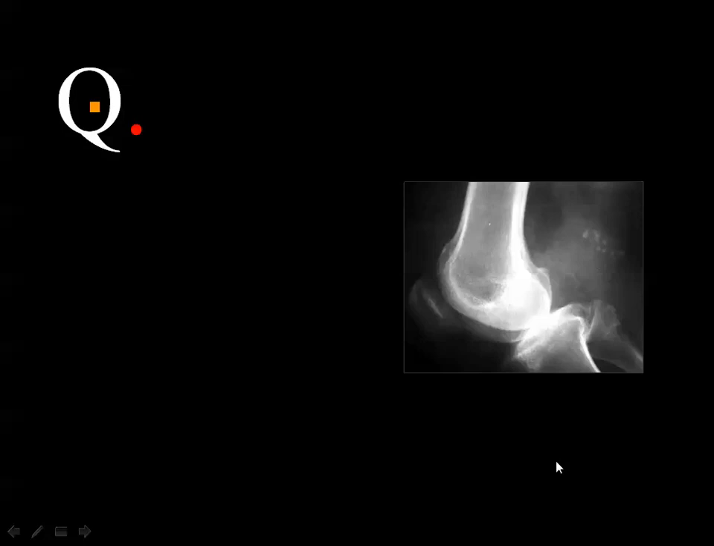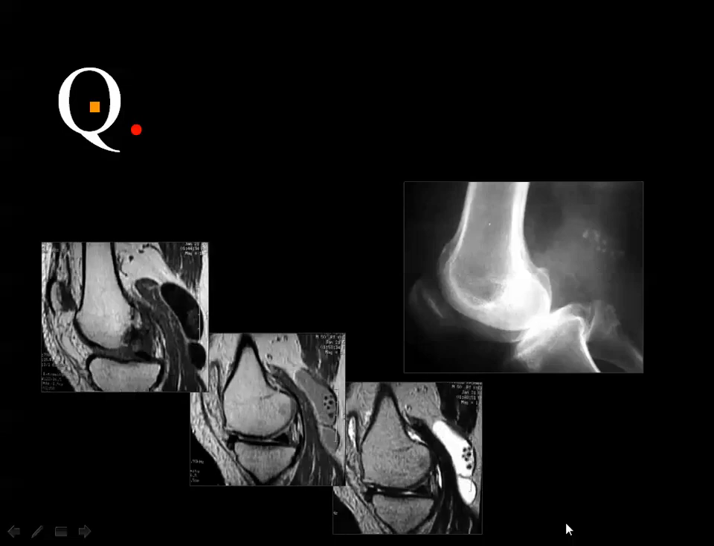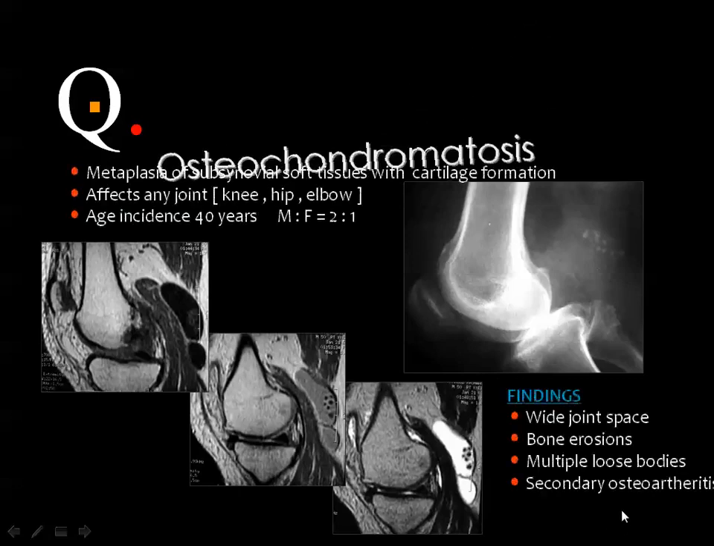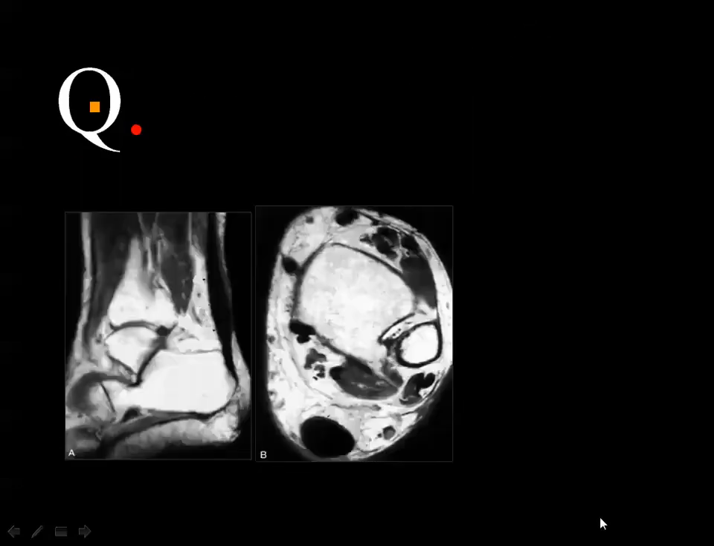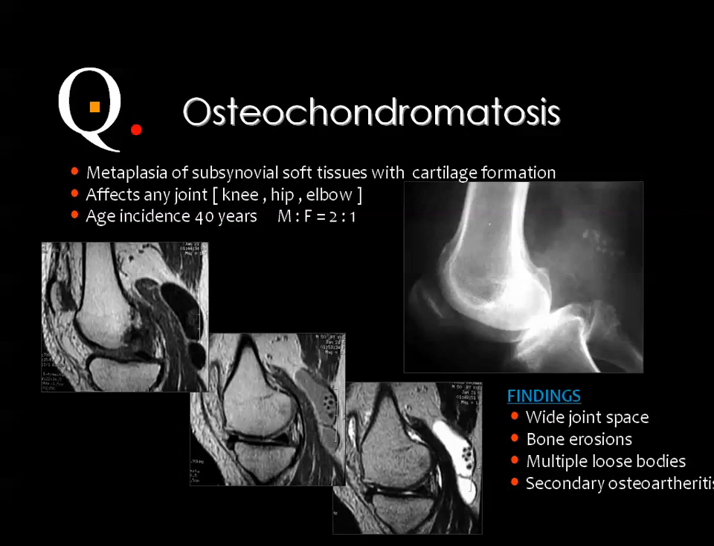X-ray of the knee, lateral view showing multiple loose bodies in the posterior part of the knee. This is MRI T1 proton density and T2. Diagnosis: synovial osteochondromatosis. This is MRI of the ankle showing... How to differentiate the biggest case from Baker's? It is Baker's cyst containing synovial osteochondromatosis.